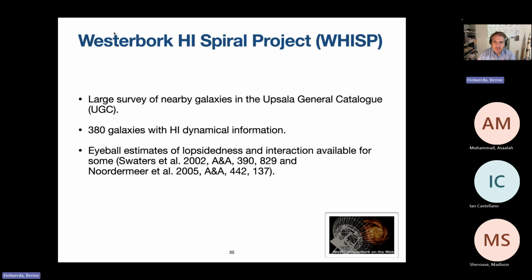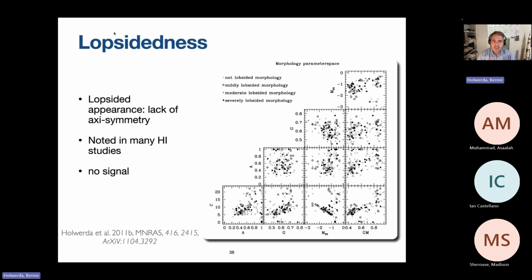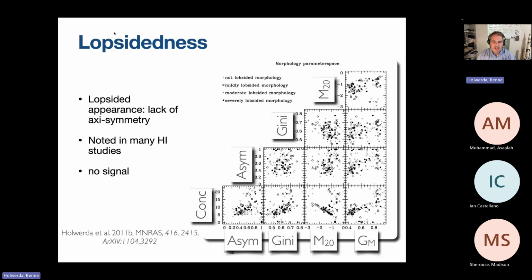And so I tried it with larger surveys, the Westerbork H1 Spiral project, WISP, and also tried to look for morphologies that were classified as lopsided. Lopsided means something else than asymmetric. Asymmetric can mean that the flux is just, one half is not the same as the other. Lopsided is that the galaxy is much more pronounced on one side than the other.